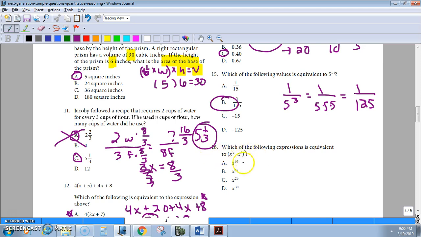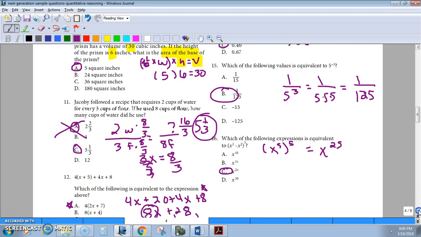16. Which of the following expressions is equivalent to... Oh, you guys, we just did this. This is going to be so easy for you. So what are we multiplying on the inside here? x cubed times x squared is going to be x to the 5th power, because when we're multiplying, we add. But then we're taking a power to a power, and when you're taking a power to a power, you multiply. So that's going to be x to the 25th power. C. Yay! Oh, you guys are going to rock this tomorrow.